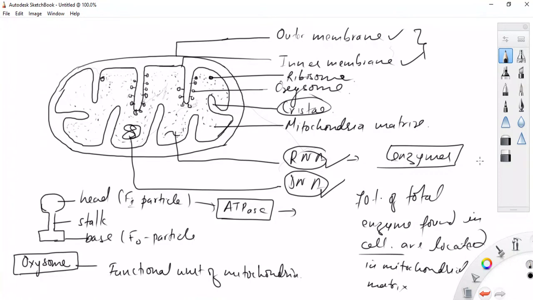That is why mitochondria is known as the cell organelle which contains the largest number of enzymes. So this is the short description of mitochondria.